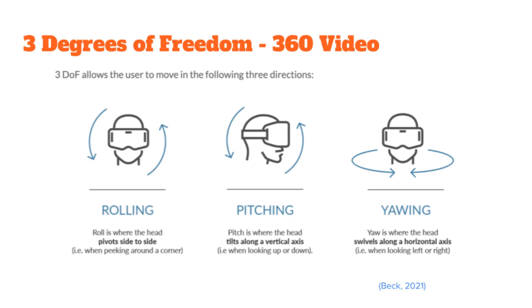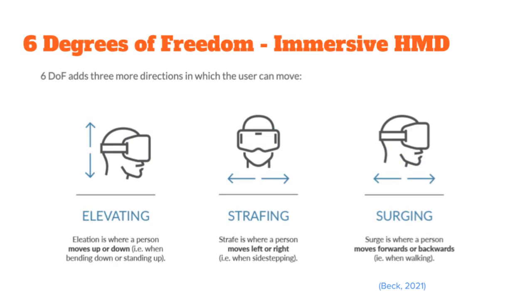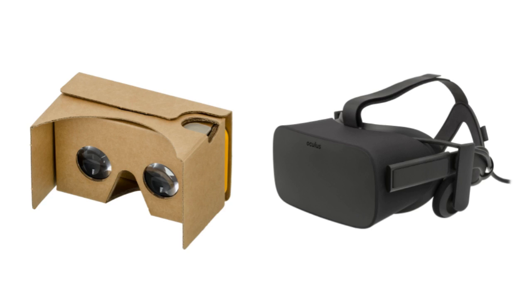When we're talking about semi immersive, we're talking about 3 degrees of freedom, such as 360 video. So, 360 video allows the user to move in the following three directions: rolling, pitching, and yawing. More immersive experiences, such as with a head mounted device, allow for 6 degrees of freedom. So we're talking about the immersive head mounted displays. You've got elevating, strafing, and surging also possible with head mounted displays and hand gesture or touch controllers.